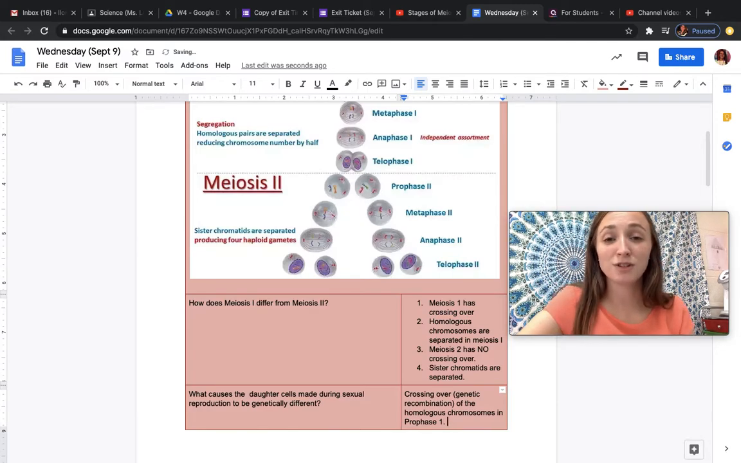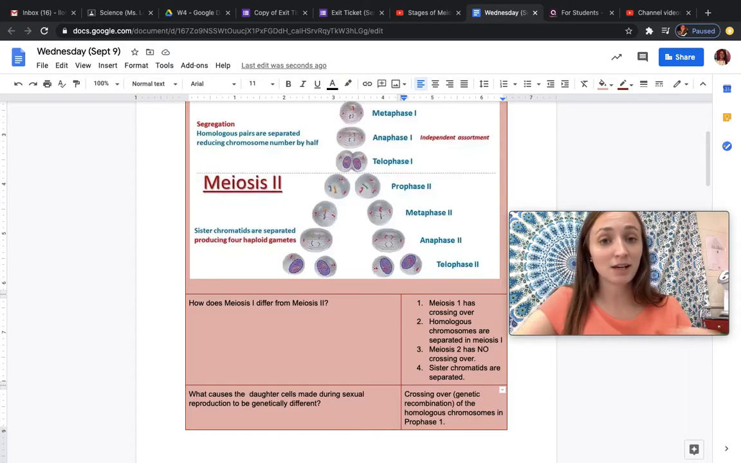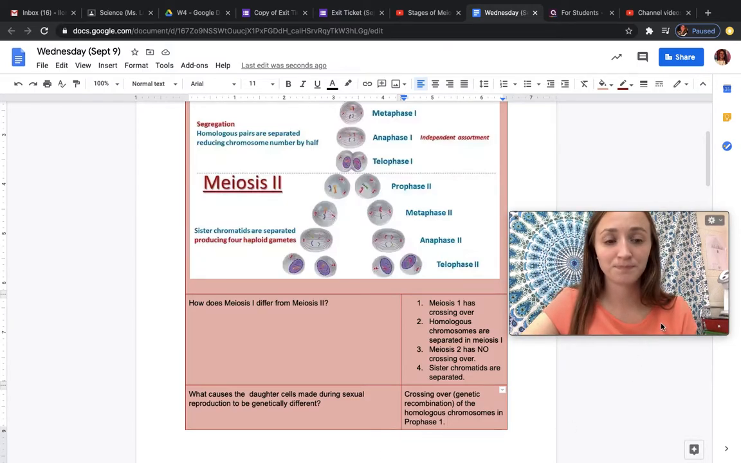Okay, in mitosis, nothing gets swapped around. They just make direct copies, and that's asexual reproduction, because remember, asexual makes identical. This is sexual reproduction, and in meiosis, the chromosomes get swapped around. So they are genetically different.